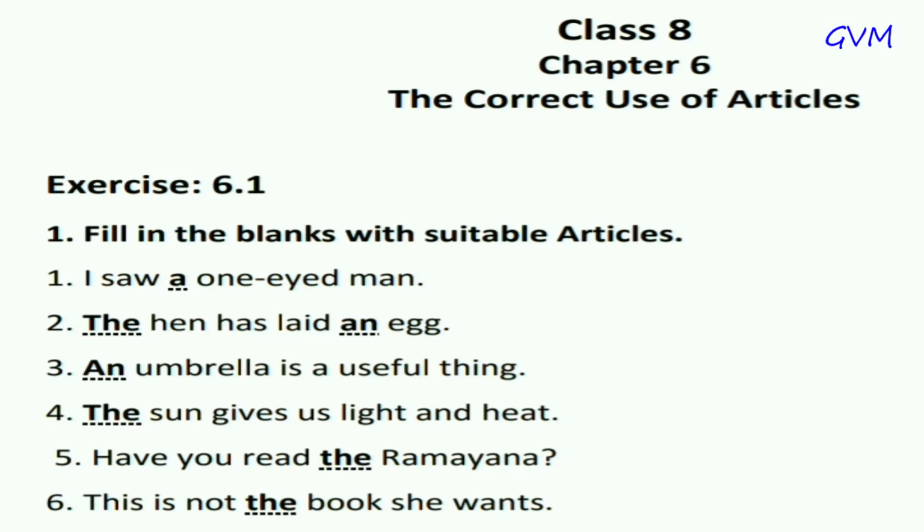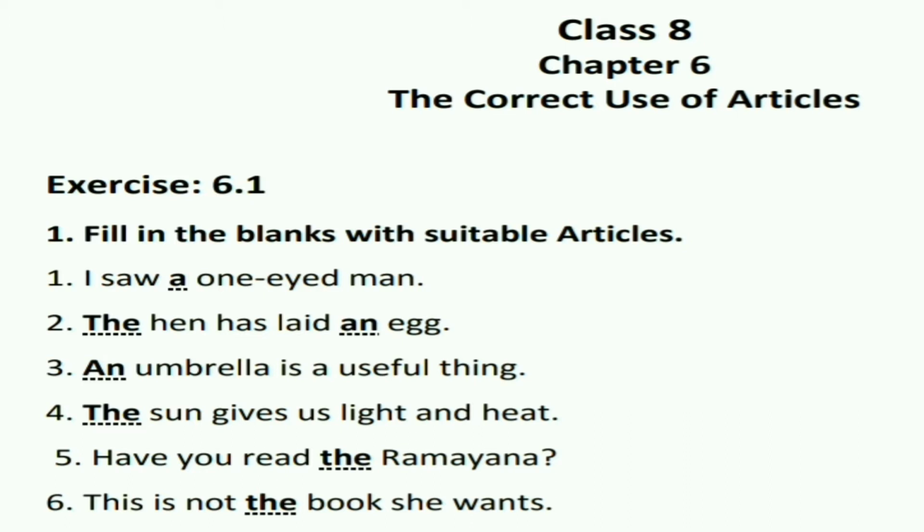We use the when a singular noun is meant to represent a whole class, before the names of things that are unique, and with the names of books, rivers, seas, oceans, a group of islands and mountain ranges. Before the superlative degrees, we put the. Before an adjective, when the noun is understood, we use the.